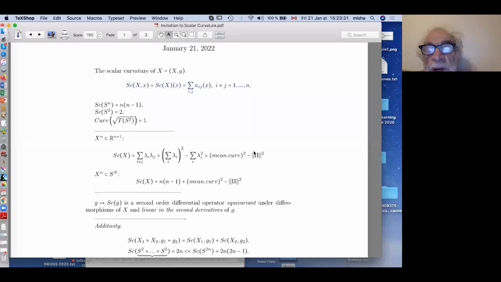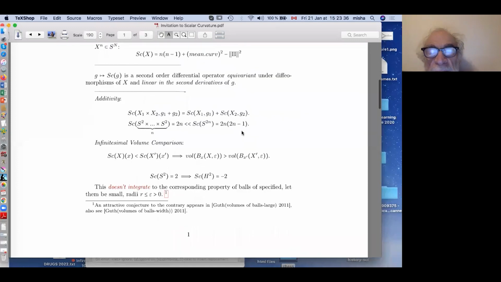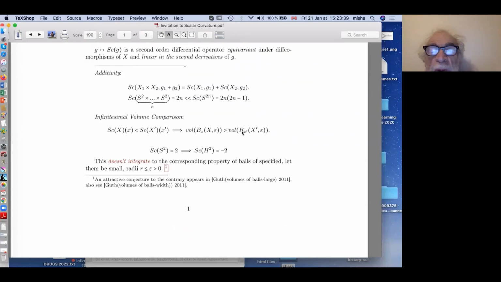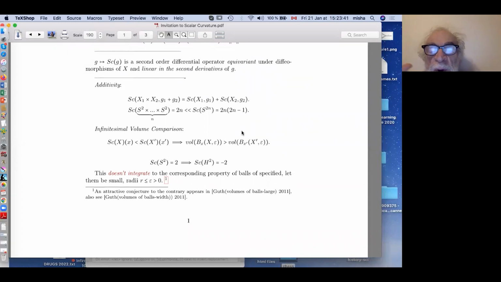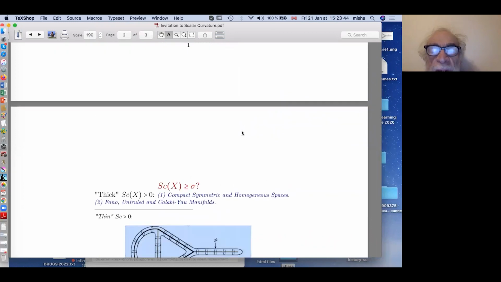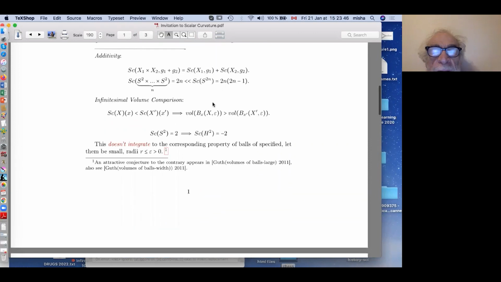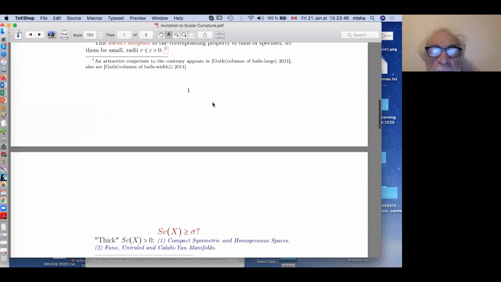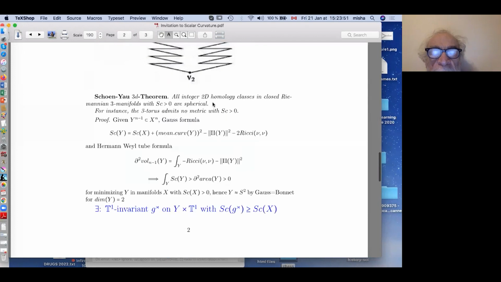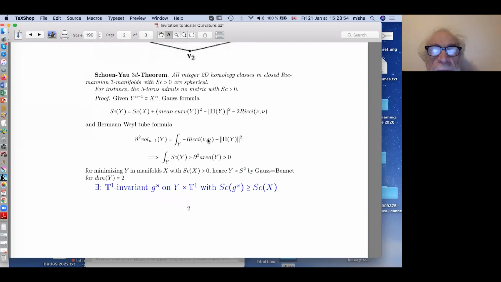So scalar curvature equals mean curvature squared minus the summation. And this minus summation, despite this minus, is in your favor. Of course, this term comes also in the Hermann Weyl formula. So the more the surface is curved, the faster it shrinks in the normal deformation. This is a simple thing, but this is the algebra in this formula. Okay.